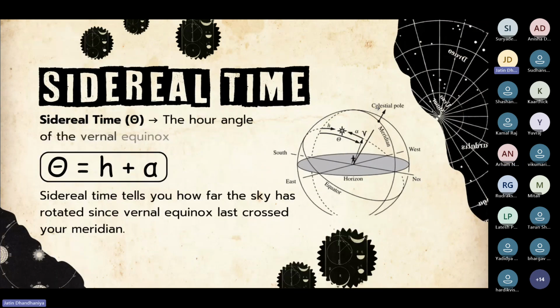The sidereal time is the hour angle of the vernal equinox. Sidereal time is denoted by theta. It is theta equals H plus A. Sidereal time tells you how far the sky has rotated since the vernal equinox last crossed your meridian.